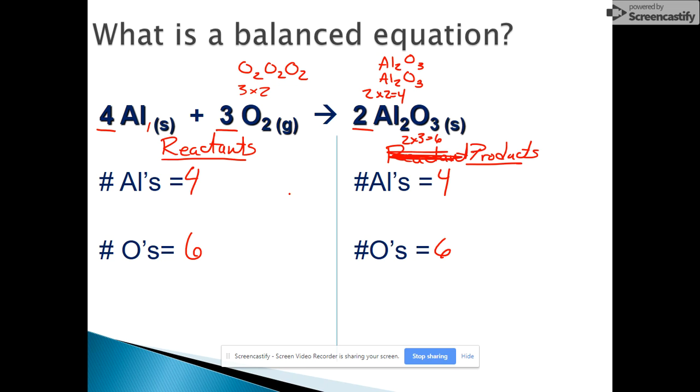So if we look at this, on the reactant side, 4 aluminums. The product side, 4 aluminums. Reactant side, 6 oxygens. Product side, 6 oxygens. It's balanced. We have the same number of atoms of each element on both sides.